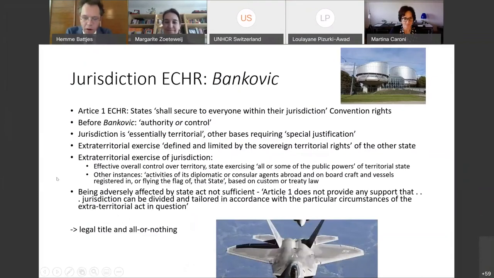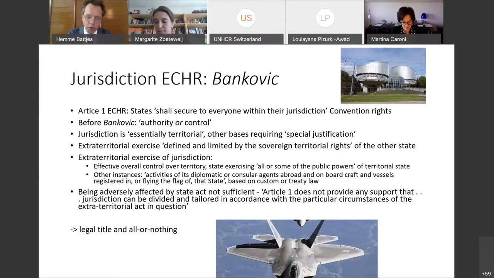So then the meaning of jurisdiction and extraterritorial jurisdiction under the European Convention of Human Rights. And here I will basically discuss four cases, Bankovic, Al-Skeini, Hirsi Jamaa, and M.N. Before Bankovic, a case from 2001, the issue of jurisdiction was not a big issue. So on Article 1 of the Convention, the provision that states, states shall secure to everyone within their jurisdiction Convention rights, the court was happy when some form of authority or control could be shown.